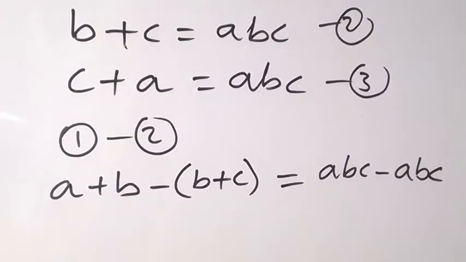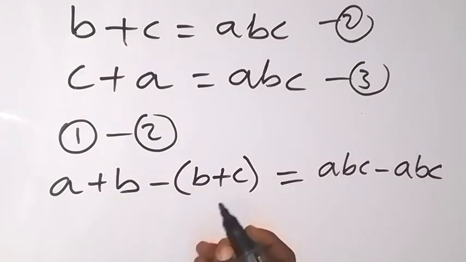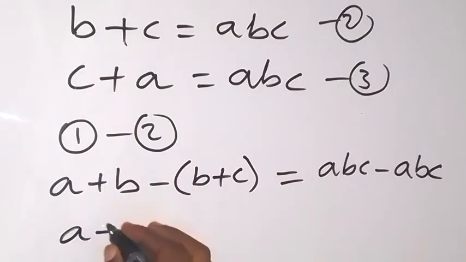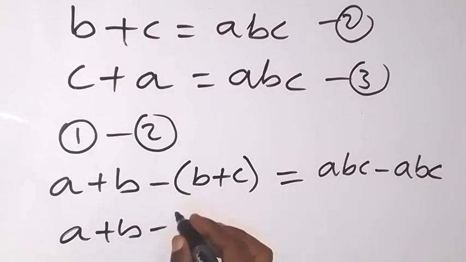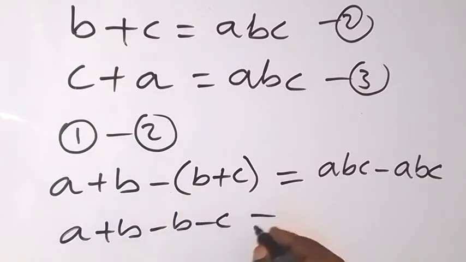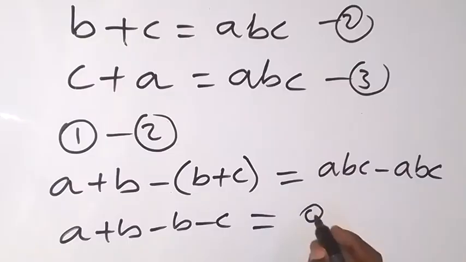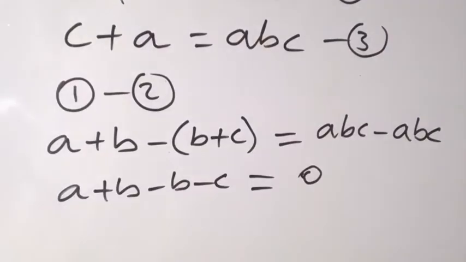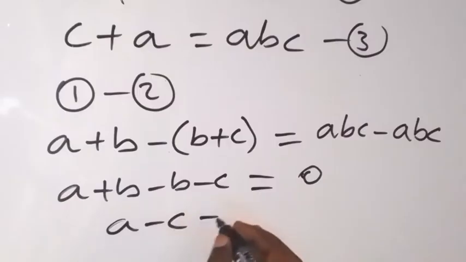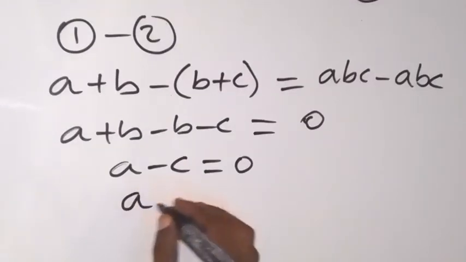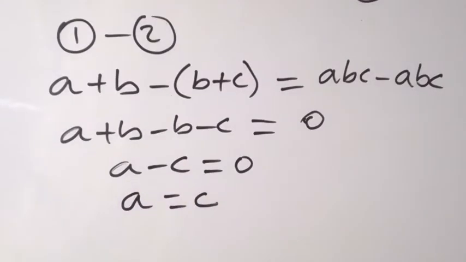So from here, when we use this negative to open this bracket, we have A plus B, then minus B minus C equals, this side will be 0. Then what is left will be A minus C, because plus B minus B will cancel out. So we have A minus C equals 0. Then take minus C to this side. We are going to have A equals C. So we have A equals C from here.